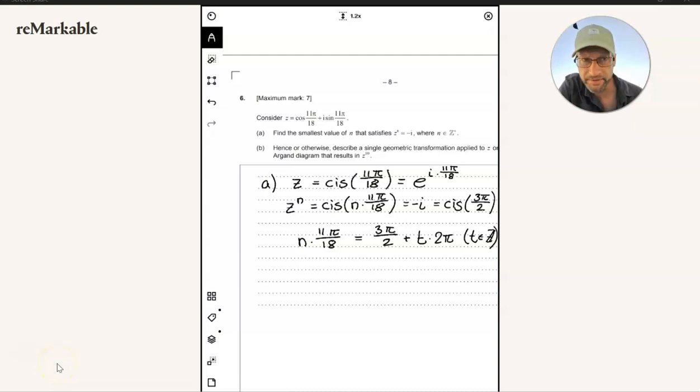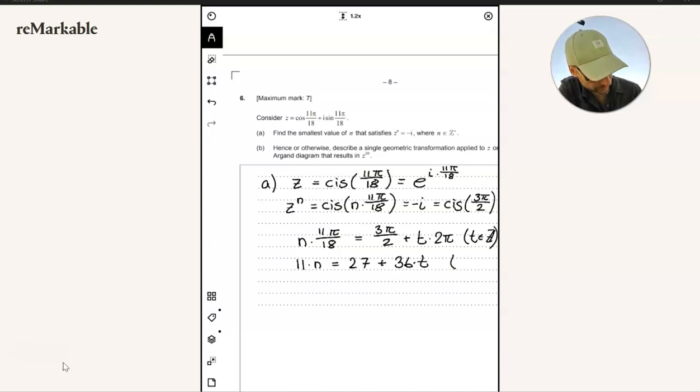We can simplify this a bit by first dividing by pi, so pi just disappears in all terms. And then also I would like to multiply by 18 on both sides. So I get that 11 times n is equal to 18 divided by 2, that's 9, times 3, that's 27, plus the pi goes away and the 2 gets multiplied by 18, so that's 36 times t.